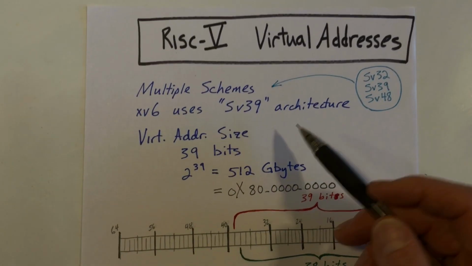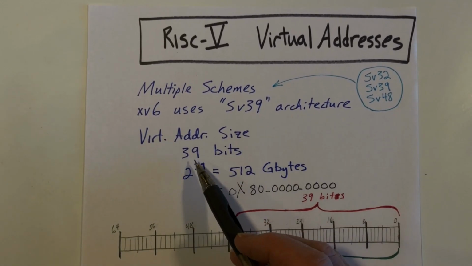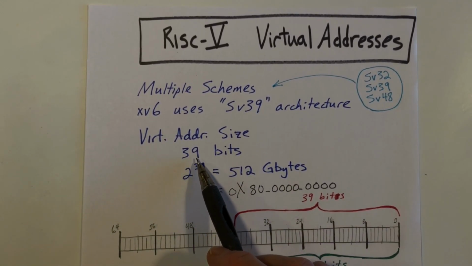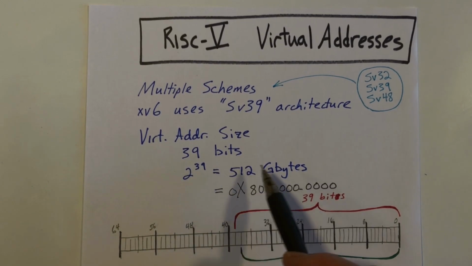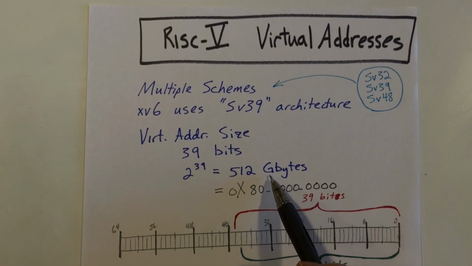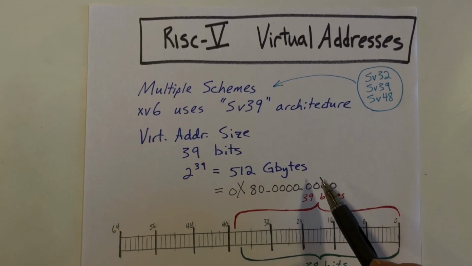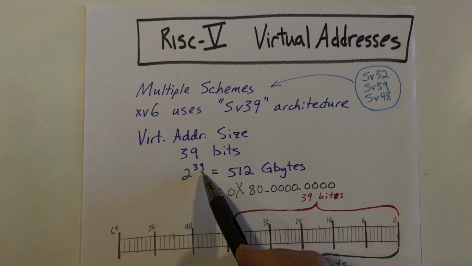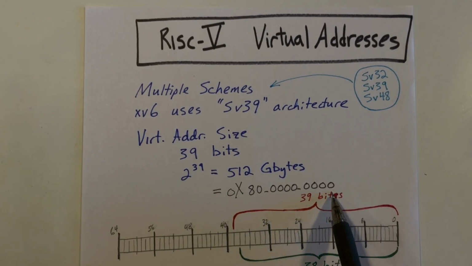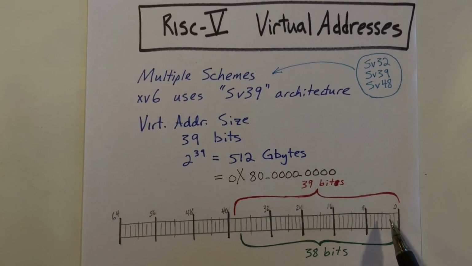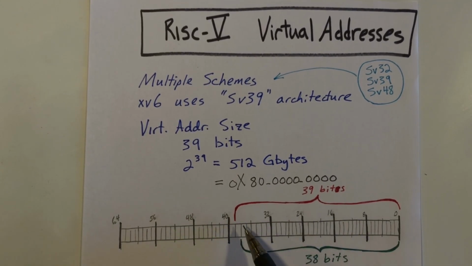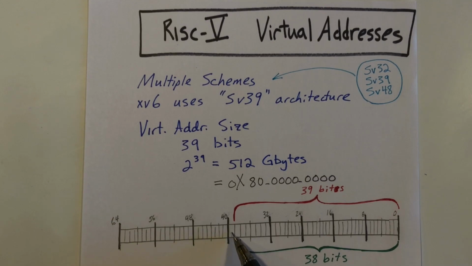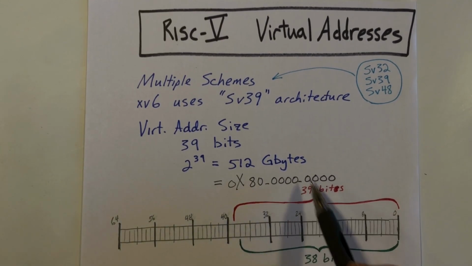Okay? And with that particular scheme, virtual addresses are 39 bits. Well, 2 to the 39 happens to be 512 gigabytes. So with this scheme, we could actually access 512 gigabytes. 2 to the 39 expressed in hex is this number here, and so you can see that expressed down here. Here are 39 bits, and the first bit beyond that would be right here. 8 is 1000, and then 0 is 0000, and so on.